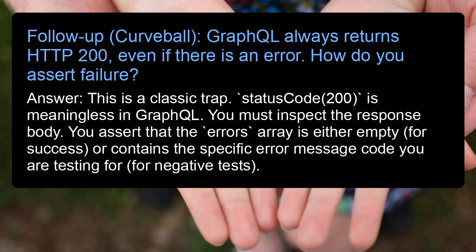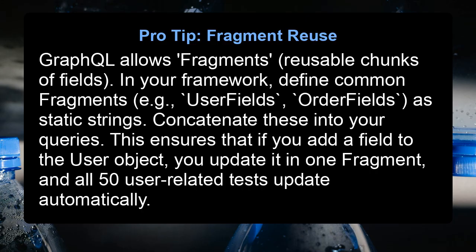Follow-up curveball. GraphQL always returns HTTP 200, even if there is an error. How do you assert failure? Answer: this is a classic trap. Status code 200 is meaningless in GraphQL. You must inspect the response body. You assert that the errors array is either empty for success or contains the specific error message code you are testing for in negative tests.